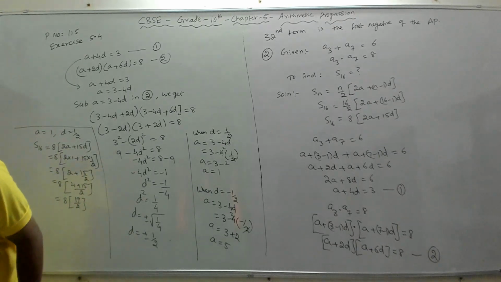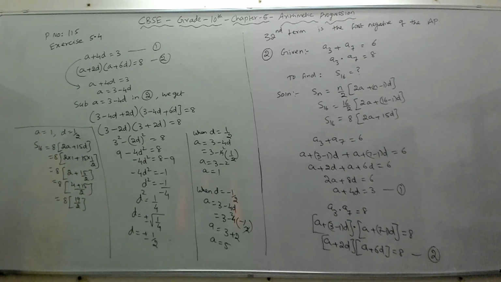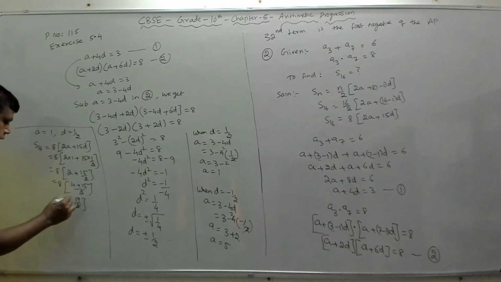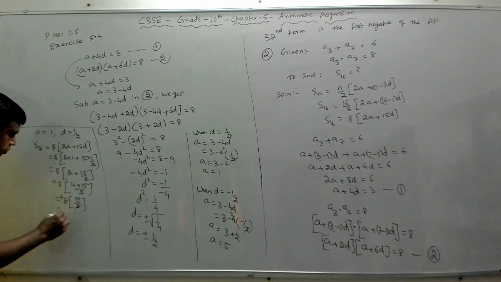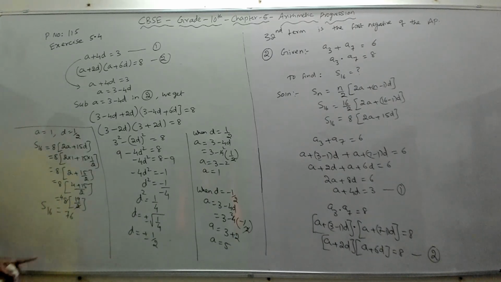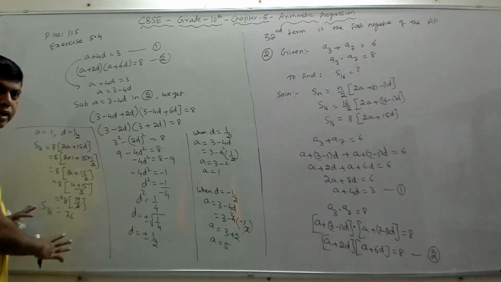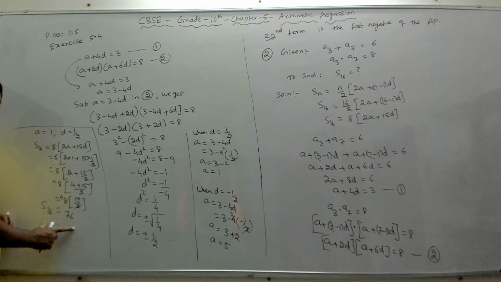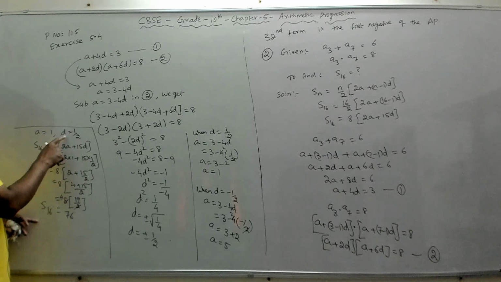Fine. So that will give you cancel. So you will get 4. 19 4s are 76. So yes, the sum of the first 16 terms is 76. So this is one answer. This is for when a is 1 and d is 1/2.